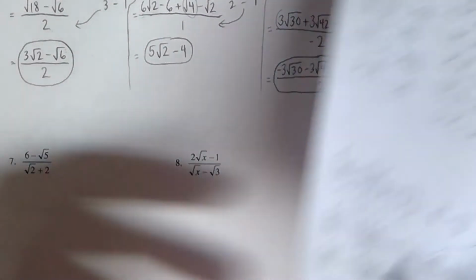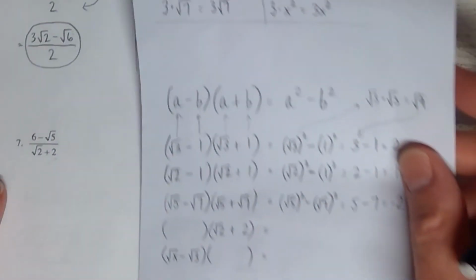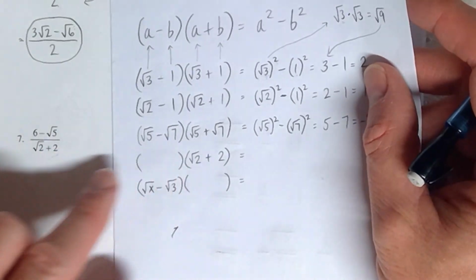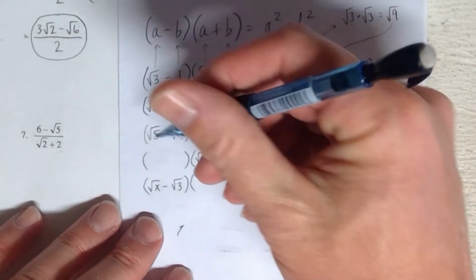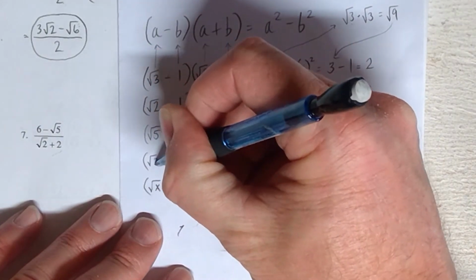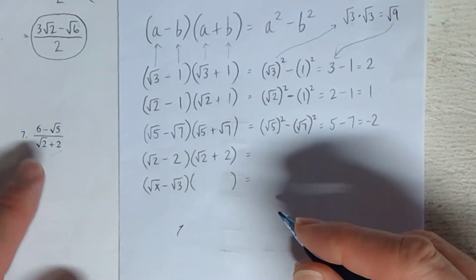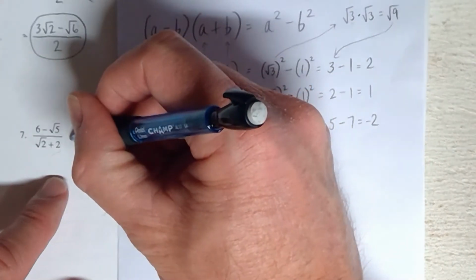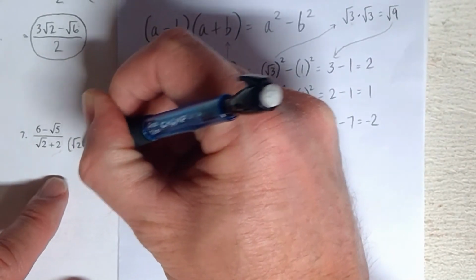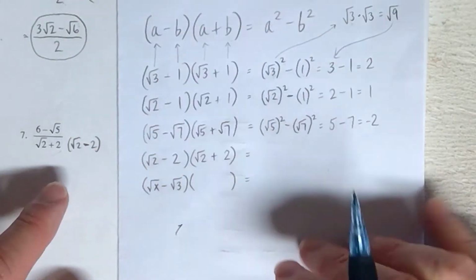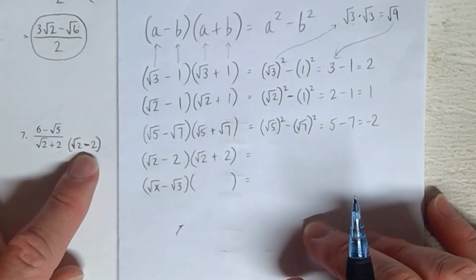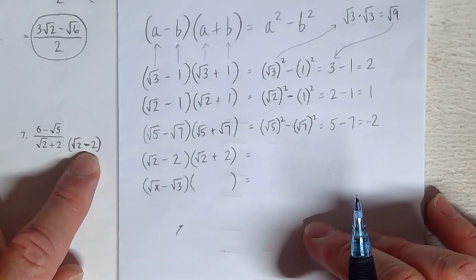Just to get you off to a good start here before I ask you to try this on your own. The first one here has rad 2 plus 2. So wouldn't that be rad 2 minus 2 that you're going to multiply by here? That's what you're going to multiply by, rad 2 minus 2. Please, you guys, don't forget that the sign changes there in front of the second term. A lot of students make the mistake of just multiplying by the same thing and not changing that to a minus.